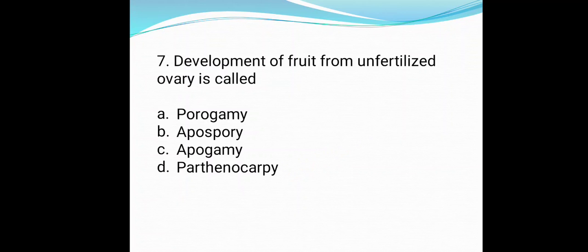So what is porogamy? Let us see all these phenomena. Porogamy is the fertilization of a seed plant involving the passage of the pollen tube into the ovule by the micropyle. Apospory is the development of diploid gametophytes without meiosis and spores from vegetative or non-reproductive cells of the sporophyte. Apogamy means development of haploid sporophyte without gametes and syngamy from vegetative cells of the gametophyte. So here the development of fruit from unfertilized ovary is called parthenocarpy, that is the D option.